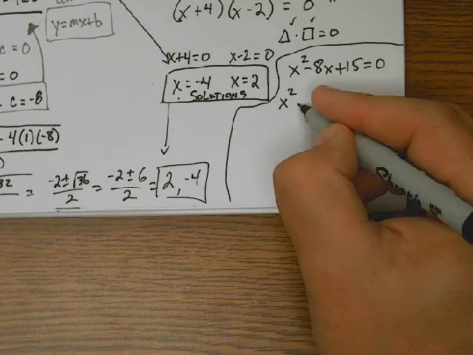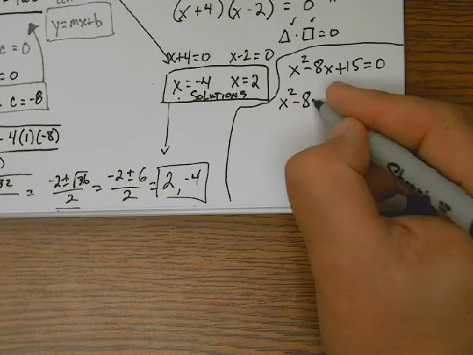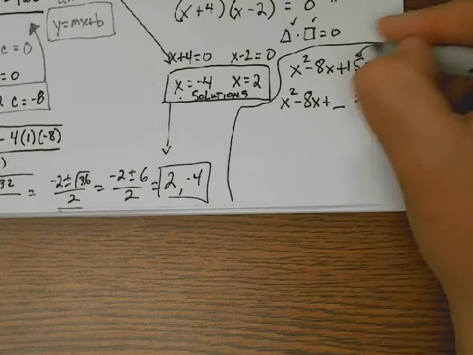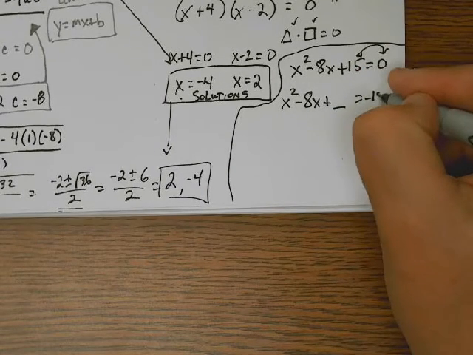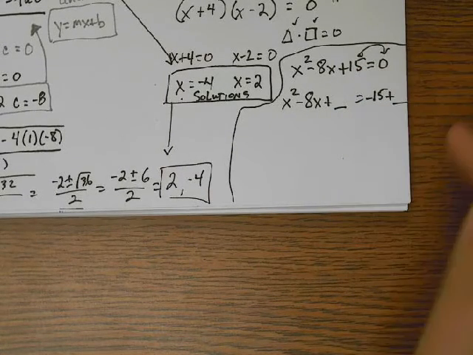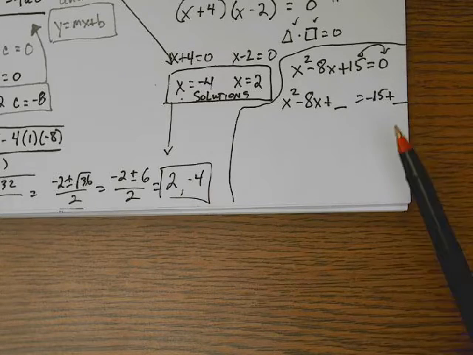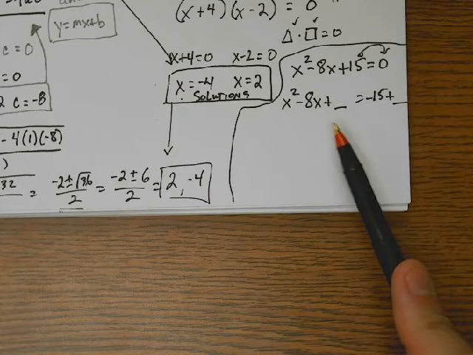Okay, so here's how you do it. X squared minus 8x, and then look, we're going to give ourselves some space. We've got to take the constant to the other side, so we have -15, and then we're going to give ourselves some space. Do it like this. Don't do it like he did it. Do it like this. It'll help you. Okay, so I've manipulated the equation so now that I can complete the square.